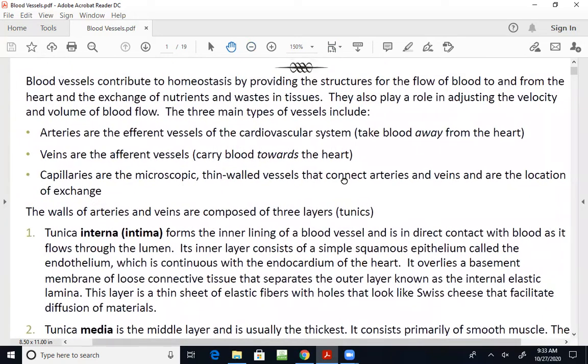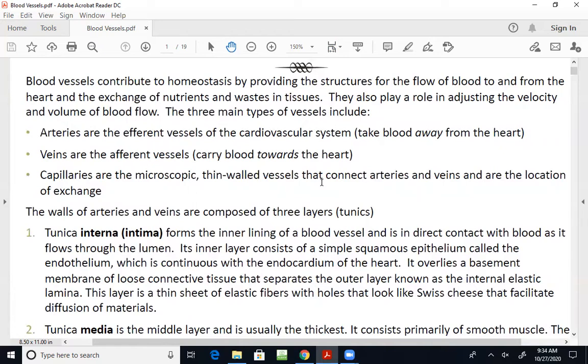Okay, thinking back to our last lecture, we kind of introduced blood vessels, more so just arteries and veins, but there are a third type, capillaries. All three types, arteries, veins, and capillaries, contribute to homeostasis by providing the structures for the flow of blood to and from our heart. And I always say this is the magic and most important part of what your cardiovascular system does, which is the exchange of nutrients and waste in our tissues, and that's what our capillaries provide.